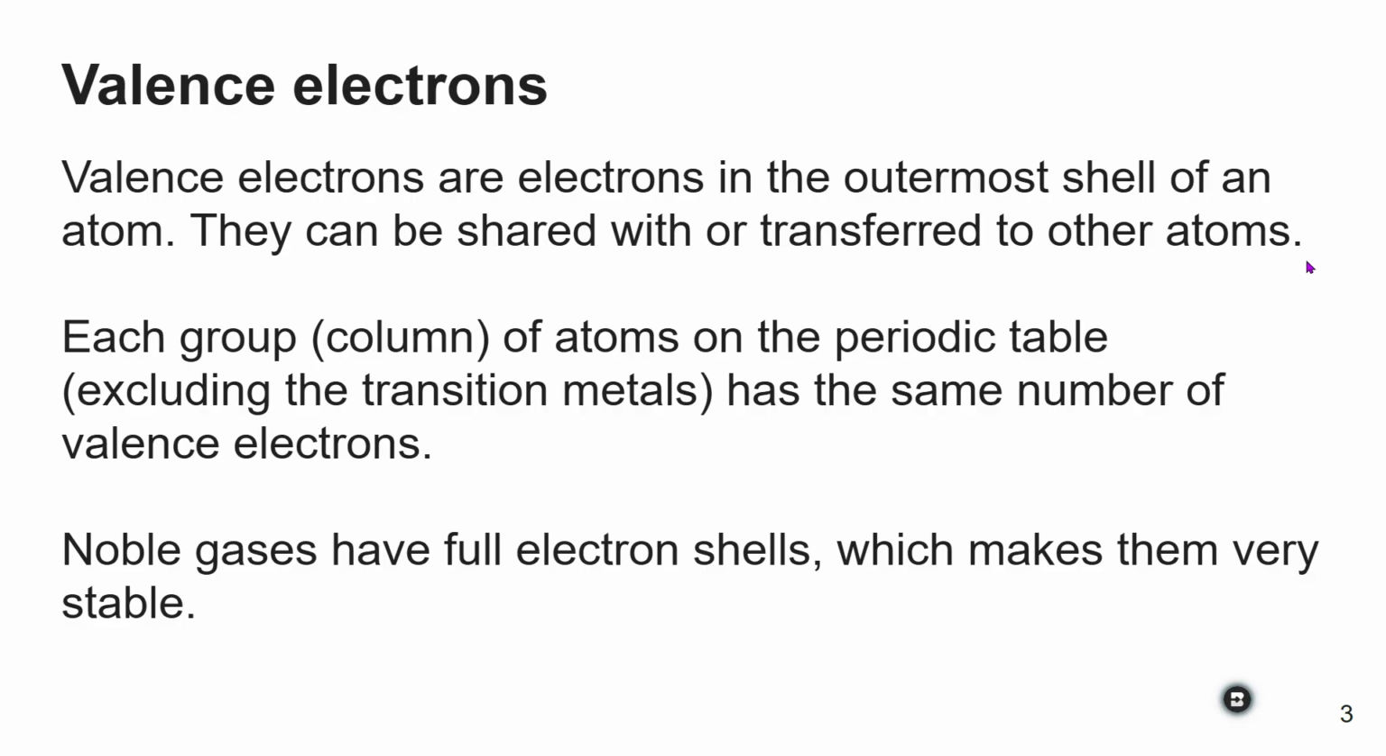And every group or column of atoms in the periodic table, remember we're excluding the transition metals for now, we'll talk a little bit more about them later, they have the same number of valence electrons, which is why they've been grouped in that way. Noble gases have a full electron shell, and that makes them very stable.